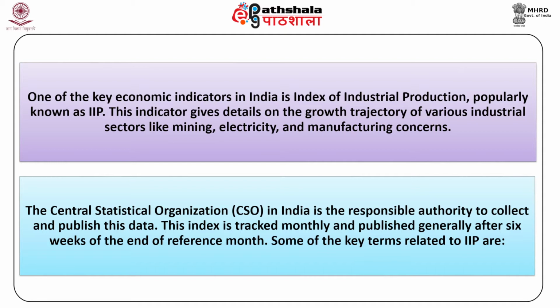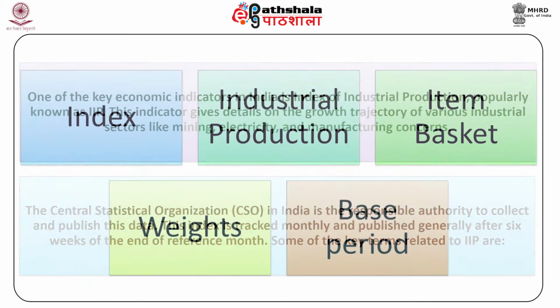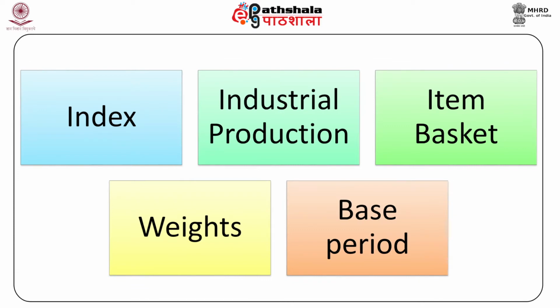The Central Statistical Organization or CSO in India is the responsible authority to collect and publish this data. This index is tracked monthly and published generally after 6 weeks of the end of the reference month. Some of the key terms related to IIP are: number 1, the index. An index is a composite representation in the form of an absolute number free of units of measurement with reference to a chosen point called base period.